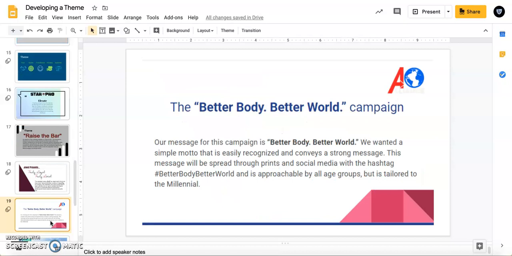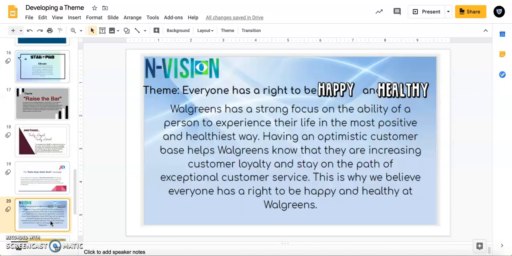This was Walgreens, the Better Body, Better World campaign. They were focusing on the message that when you take vitamins and you buy them from Walgreens, Walgreens donates vitamins. So by bettering your body, you're bettering the world. So it's kind of, you buy vitamins and they donate it to countries in need. You can see same concept for this one. Everyone has the right to be happy and healthy was their campaign for Walgreens.